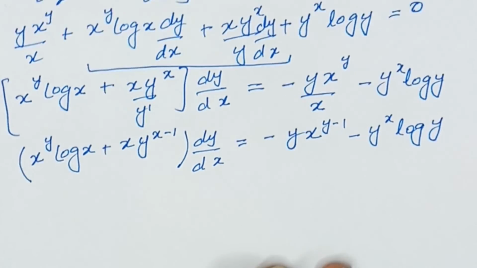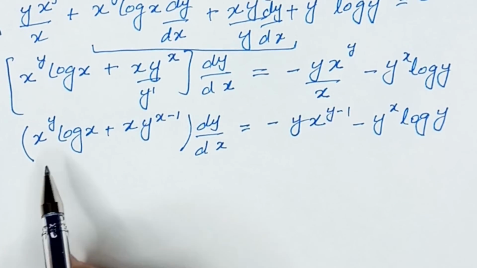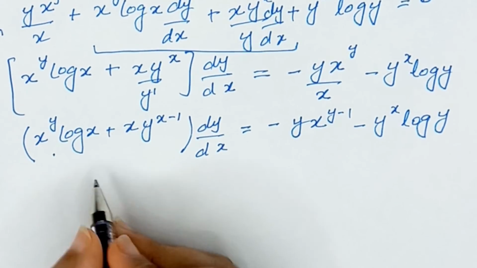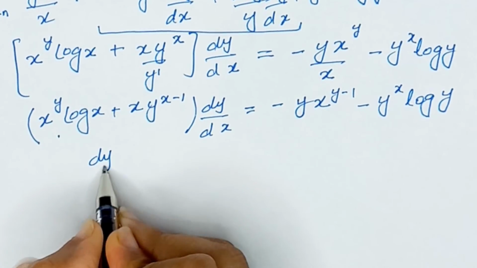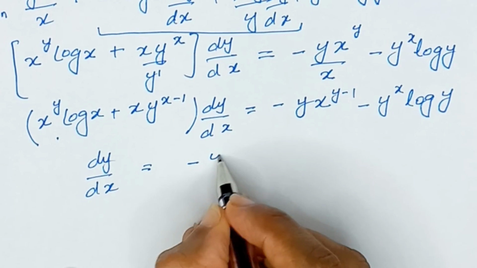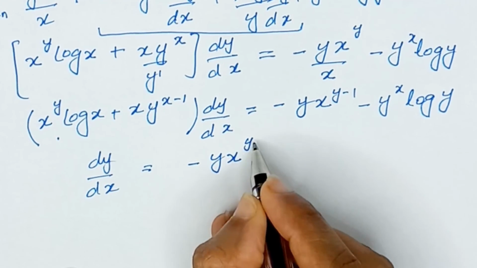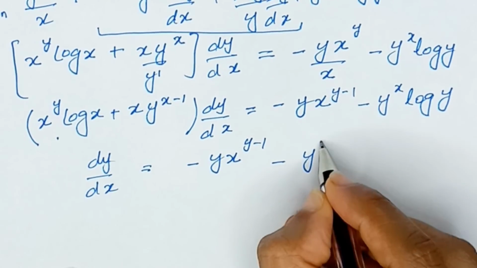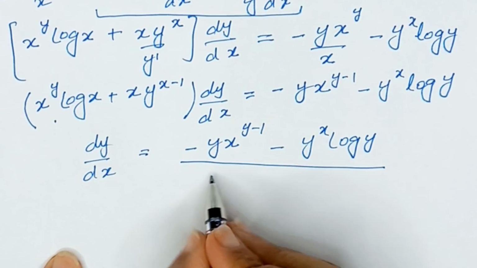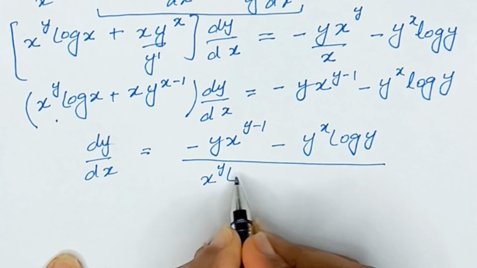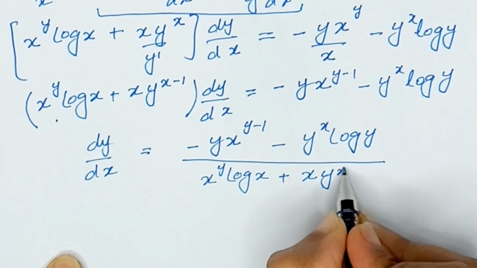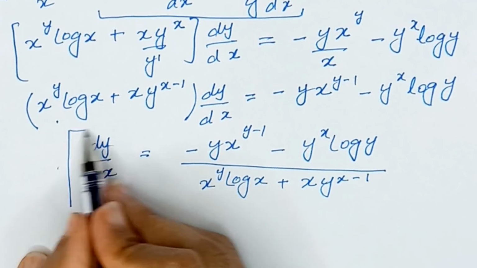Now we have to find the value of dy divided by dx. So we will take this term to the right hand side. So it will become dy divided by dx is equal to minus y x to the power y minus 1 minus y to the power x log of y, divided by x to the power y log of x plus x y to the power x minus 1. So it is our final answer.